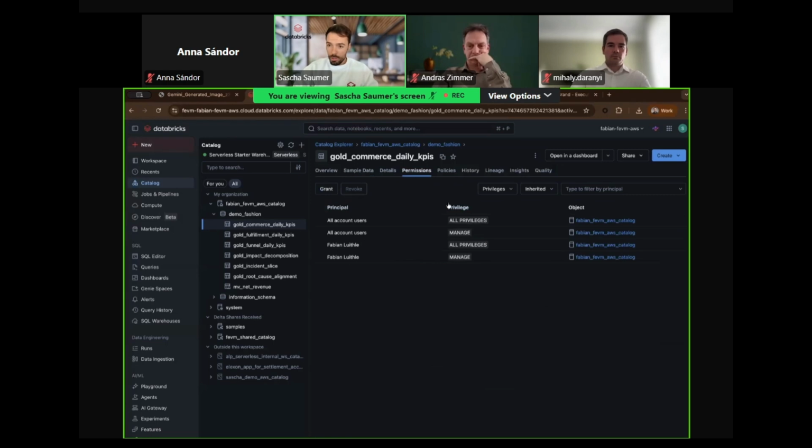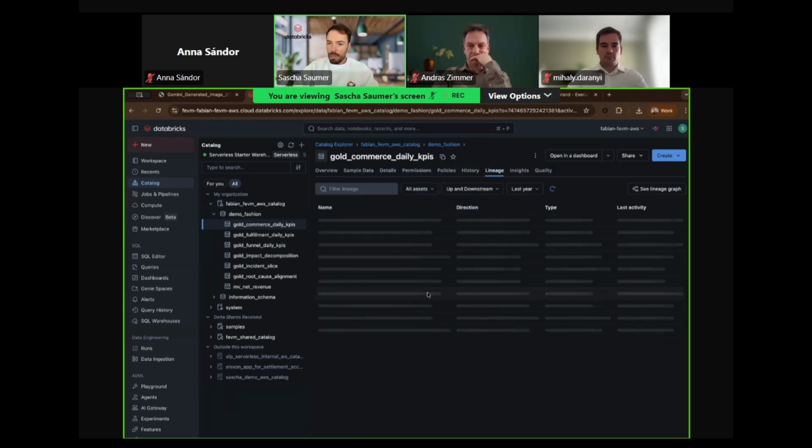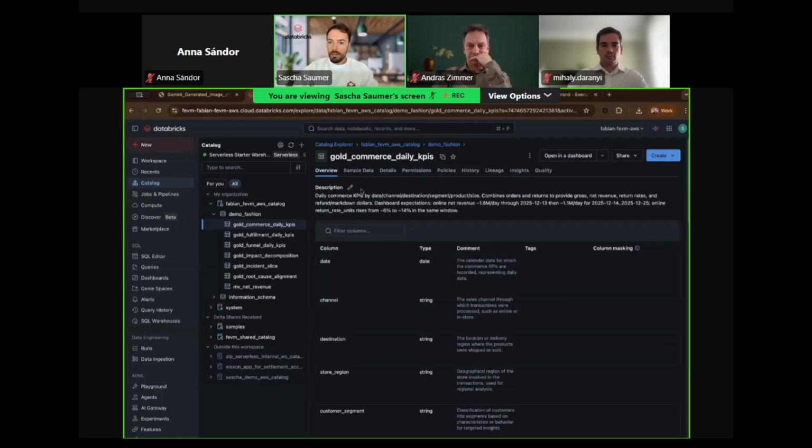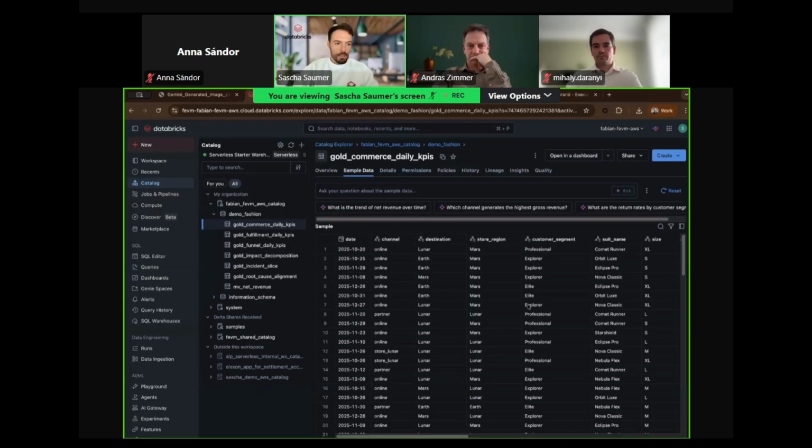You have much more information available here as well. For example, the permissions on that table, but also lineage information, such as which reports depend on that data, or business descriptions: what does this data contain? And also, of course, the data itself. So typically, after migration, what do you want to see first? It is the dashboard. You want to have your old familiar dashboards, right?